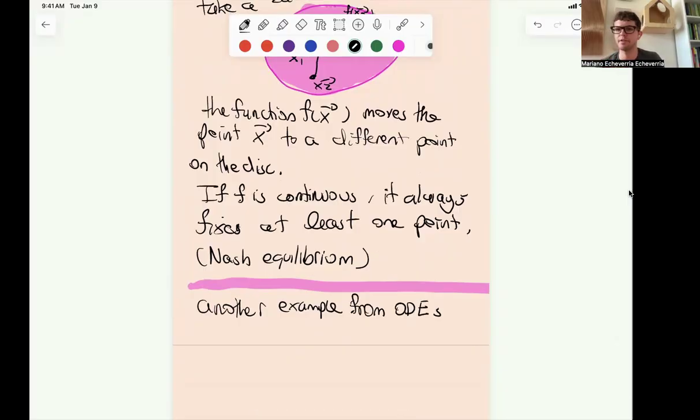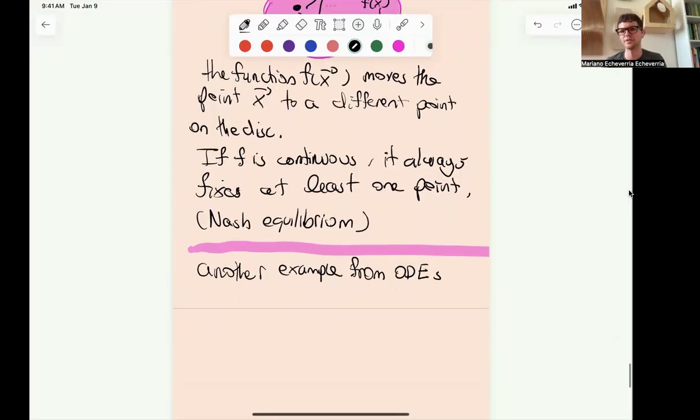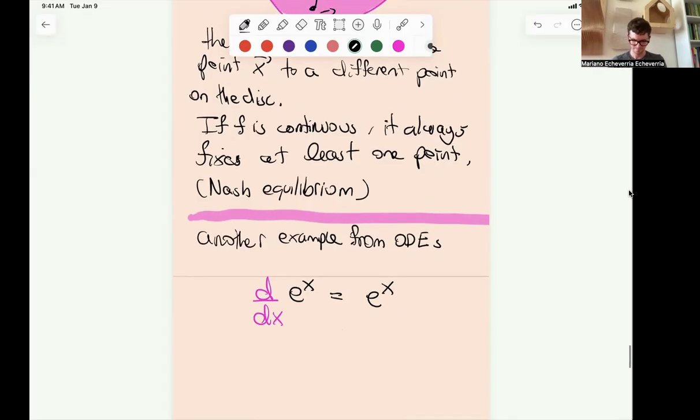Well, if you remember, the exponential has this funny property, right? If you take the derivative of the exponential, it gives you the exponential itself. So there is a sense in which the exponential function is a fixed point of the derivative. I think in differential equations, you talk about the derivative as an operator. That's probably how you called it at some point. So you would say that the exponential function is a fixed point of the derivative operator because the derivative operator does nothing to the exponential function.